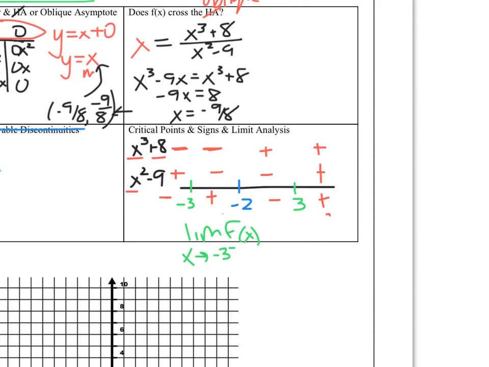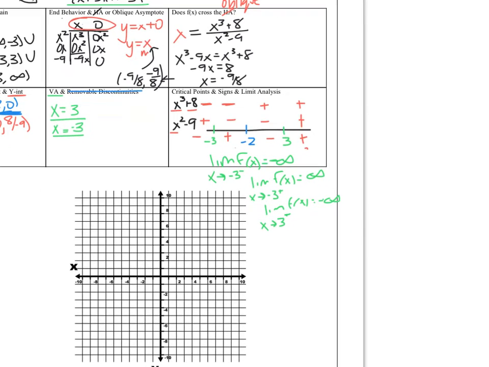As we approach negative 3 from the left, it goes to negative infinity. The limit as we approach negative 3 from the right is positive infinity. As we approach 3 from the left, it is negative infinity. And as we approach 3 from the right, it goes to positive infinity.